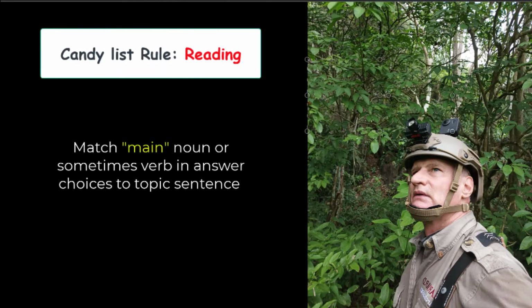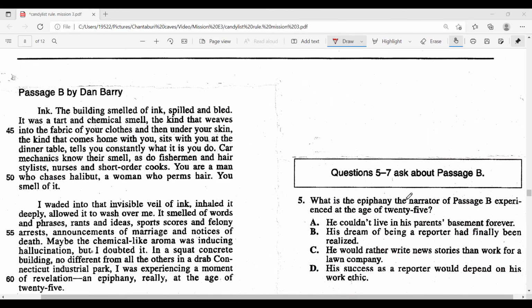The candy list rule can also be used in the reading section. What we want to do here in the reading section is match the main noun, or sometimes the verb, in the answer choices, and go ahead and match that to the topic sentence main noun as well. Now remember, in the topic sentence, the main noun most of the time will be the first noun or the first verb. That will apply directly into the answer choices. Problem number 5 is a good example. We'll start you off here.